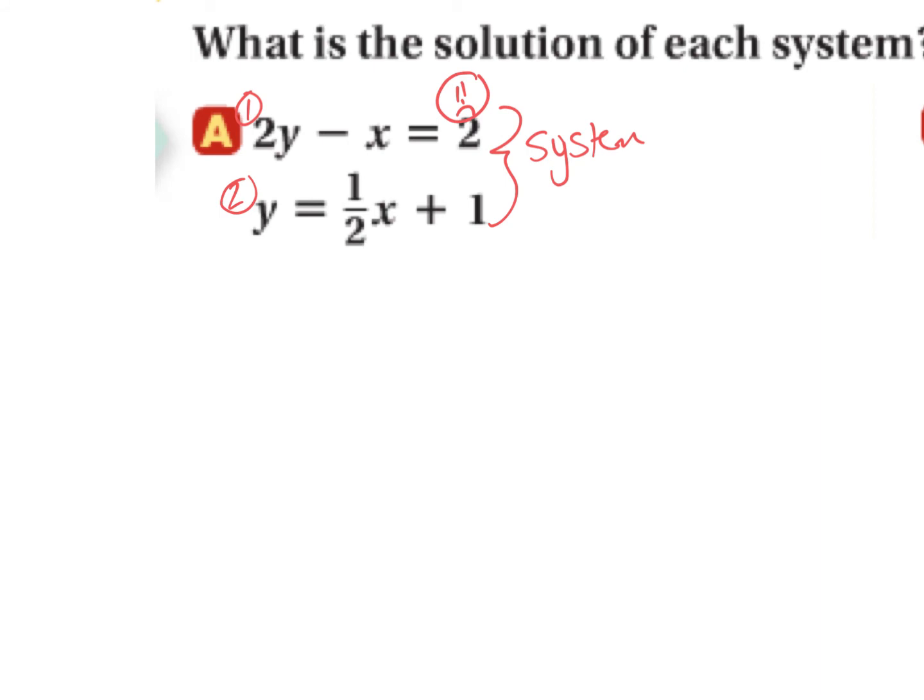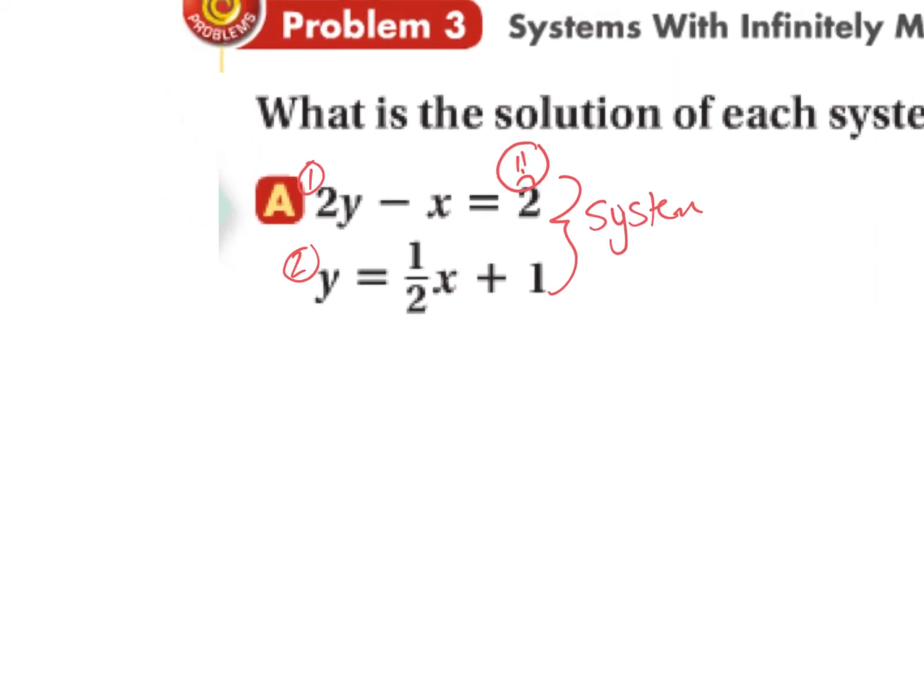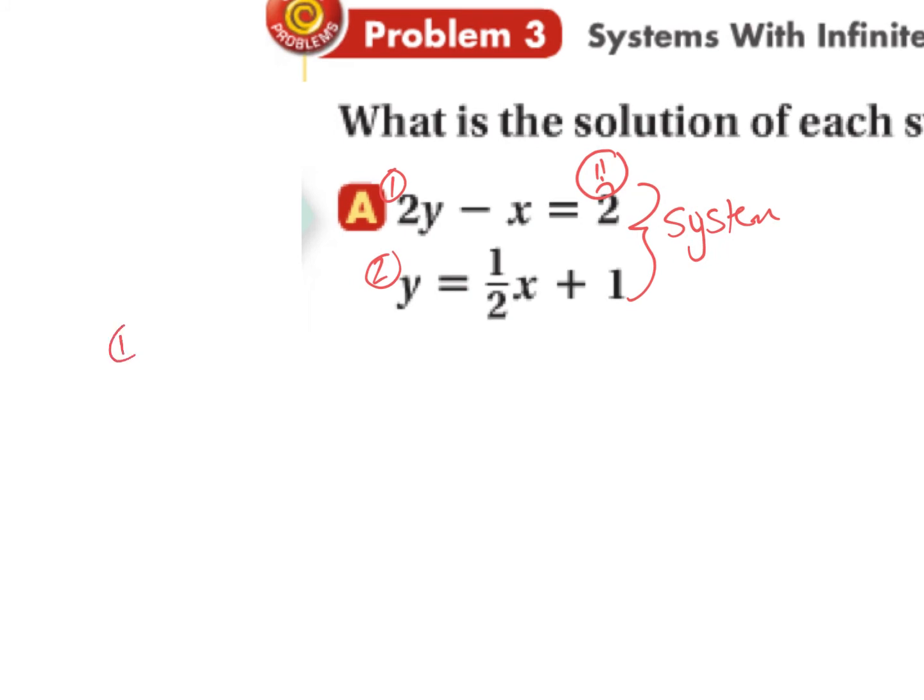So you could graph it with the intercepts, or I'm going to do it this way. I'm going to take that equation number 1 over here where I have some room, and I'm going to try to solve this for y. I'm going to try to get that y by itself so I can put it in slope-intercept form. So I'm going to add x to both sides. That'll get me 2y equals x plus 2.